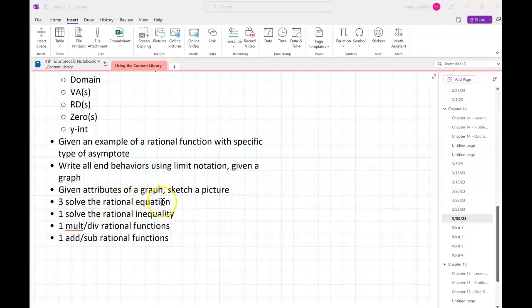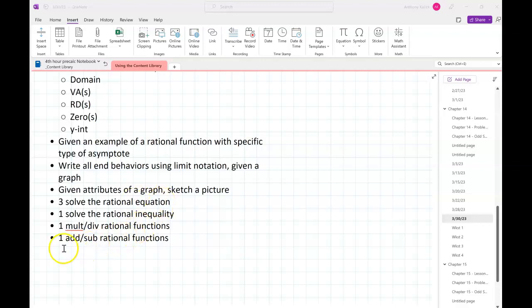I have 3 solving the rational equation problems. I have 1 solving rational inequality problem. That's like what we did last time in class. I have 1 multiplication division problem, kind of like what we did in one of the worksheets. And then 1 addition and subtraction problem, also like what we did on one of the worksheets. Any questions on the format, the question types here or anything?